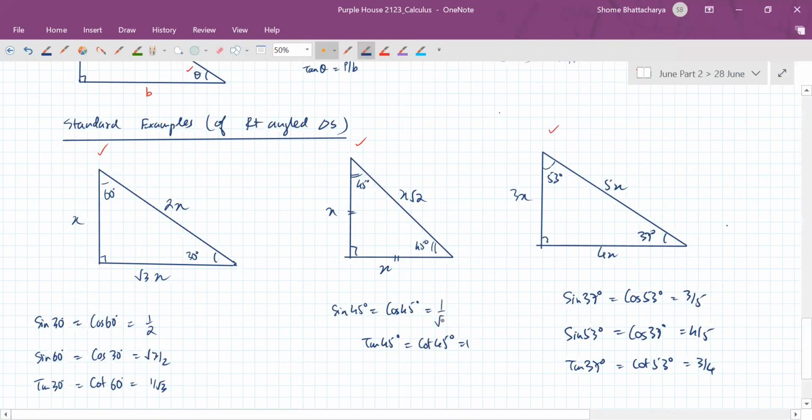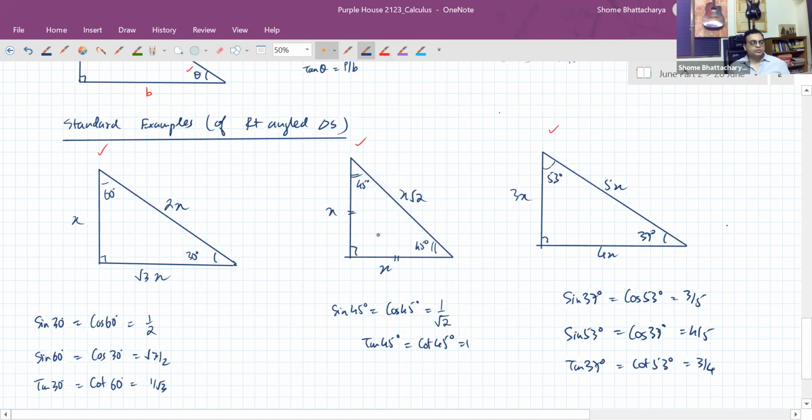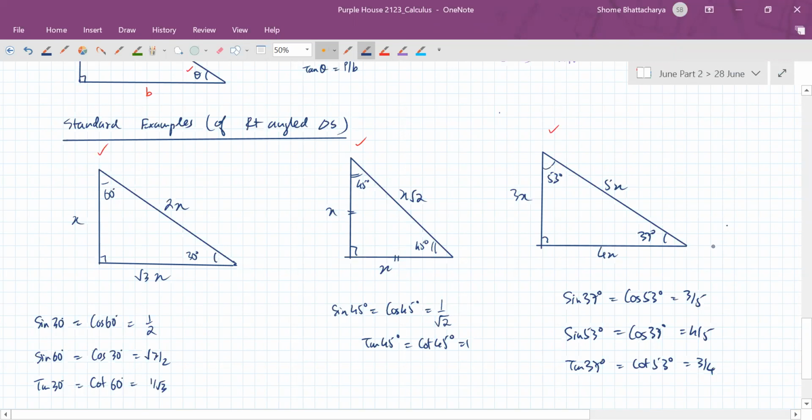That's why it comes out as 1 by root 2. Because if the two sides are equal, then the hypotenuse will be root 2 times that, using Pythagoras theorem, right? So can we write? Yeah, you can write this down.